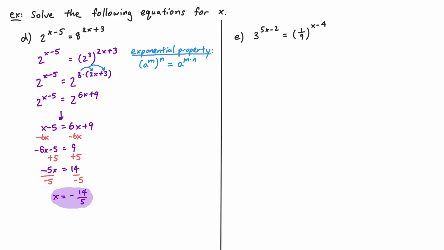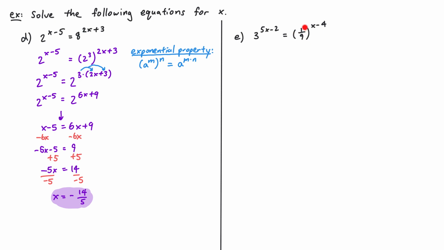Let's take a look at one last example. In example E, we have 3 to the power of 5x minus 2 equals 1/9 to the power of x minus 4. Once again, we have exponential expressions on both sides of the equation. However, their bases are not the same. On the left, the base is 3, and on the right, the base is 1/9. In order to turn this into an algebraic equation, we need to somehow rewrite things so that they have the same base. We want to think, can we rewrite 3 as 1/9 to some power? Or can we rewrite this 1/9 as 3 to some power?